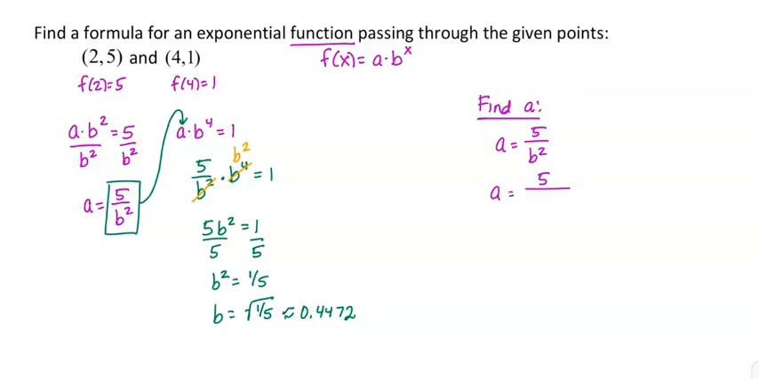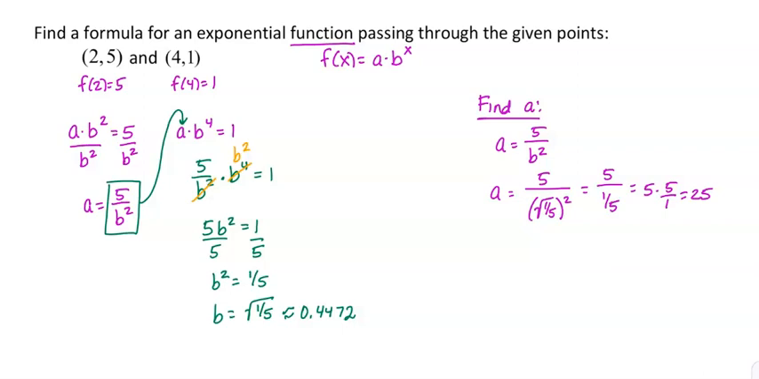For finding a, I'm going to go ahead and use the exact value of b, the square root of 1/5, squared, since it's 5 over b squared, because when I square a square root, those cancel each other out and leave just the 1/5. 5 divided by 1/5 is the same as 5 times 5 over 1, or 25.